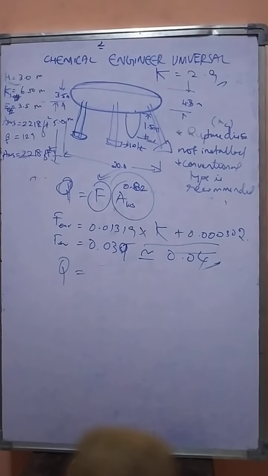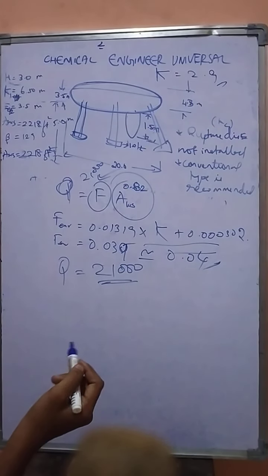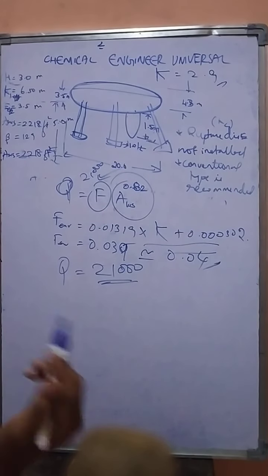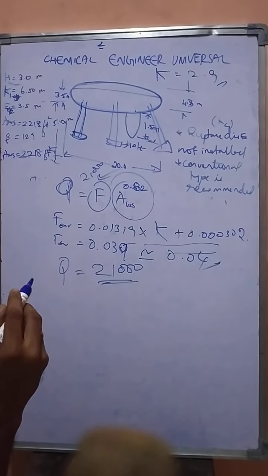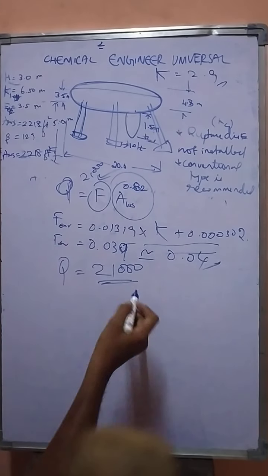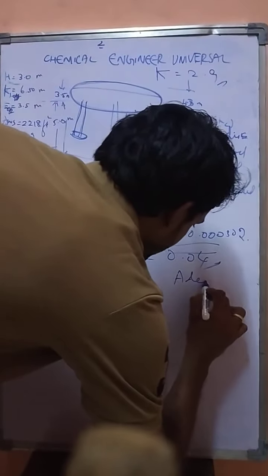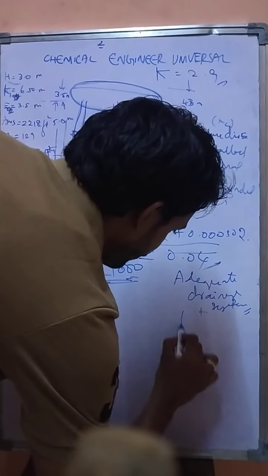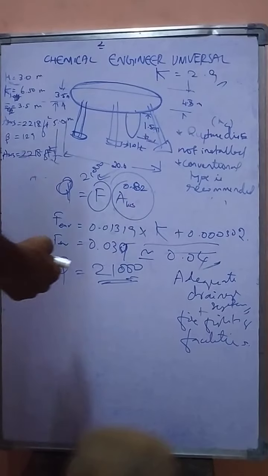Q is equal to 21,000. This 21,000 is for the case where we have firefighting facilities, additional safety systems and training facilities. In this case, we are taking the most risky case, the worst case, so we can consider whether it has firefighting facilities or not. Let's write this down: it is having an adequate drainage system with firefighting facilities, and everything.